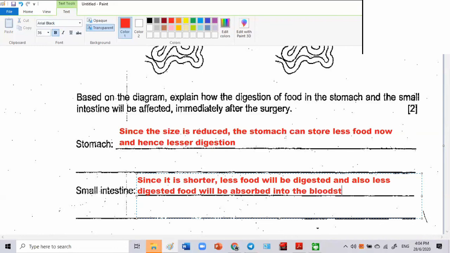I try to keep all your words. I don't throw them away, but you give me suggestions, just like you give me the suggestion, I put it in. Since it is shorter, less food will be digested, and also less digested food will be absorbed into the bloodstream.